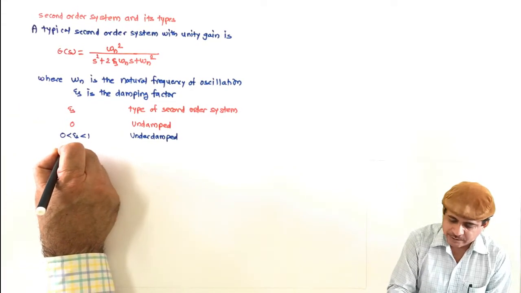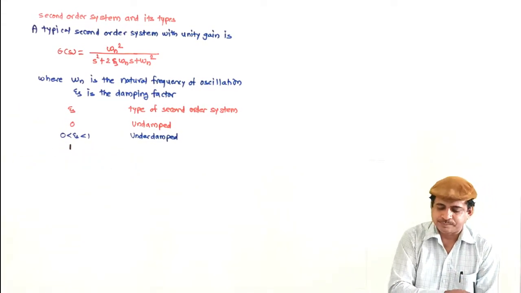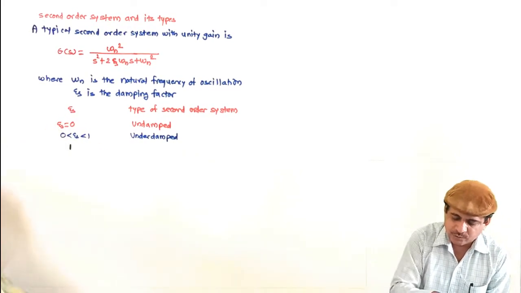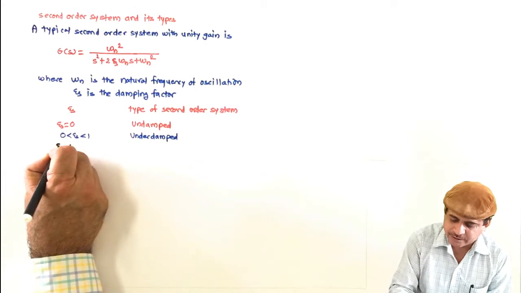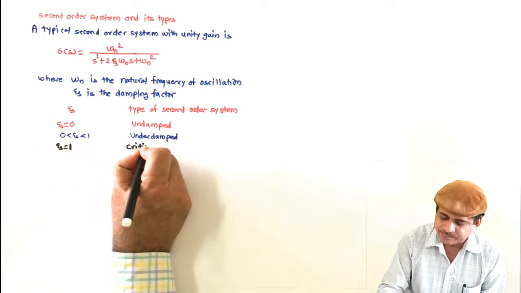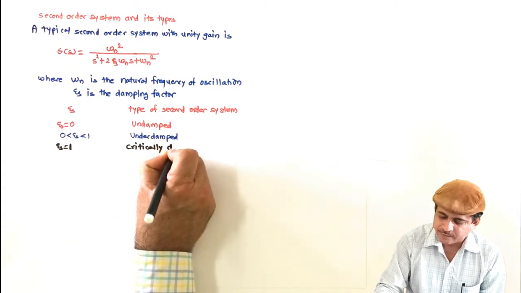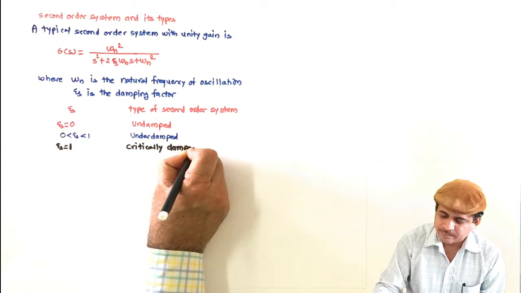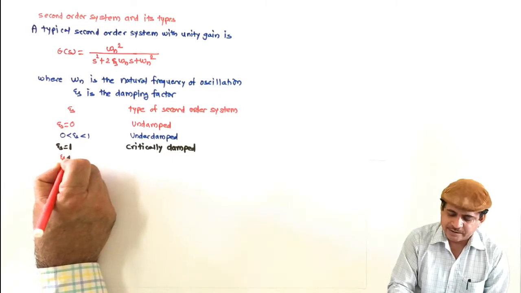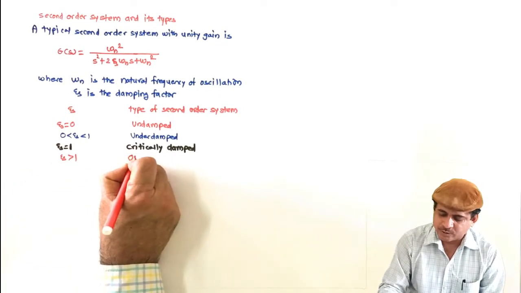Then the third one is where zeta is 1. Then the system is called critically damped. And the last one is where zeta is greater than 1, then it is called overdamped.